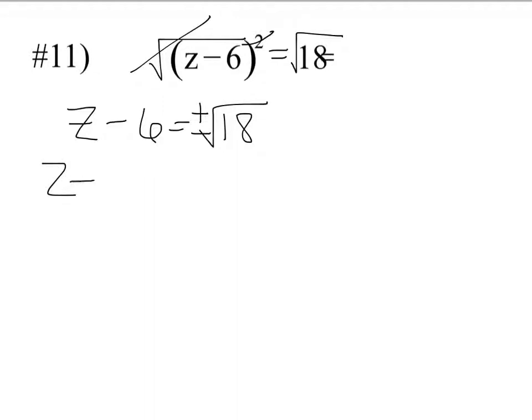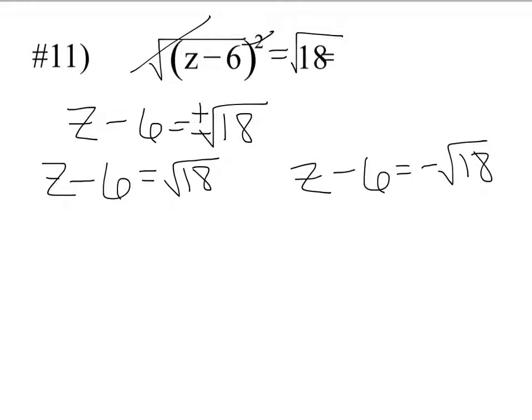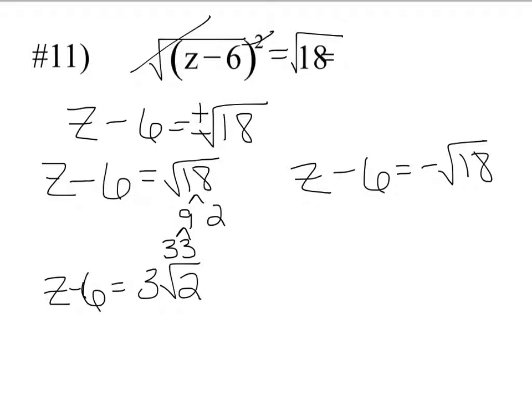So you have z minus 6 is equal to positive square root of 18, and then you have z minus 6 is equal to negative square root of 18. Okay, so square root of 18 can be simplified to 9 and 2, and 3 and 3. So you'll have z minus 6 is equal to 3 square root of 2. And then over here, it'll just be negative 3 square root of 2.